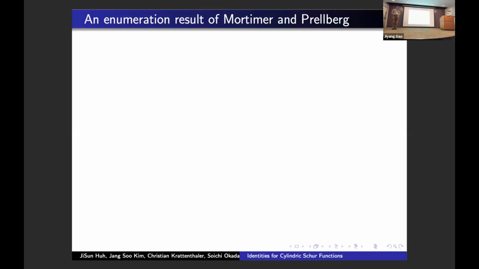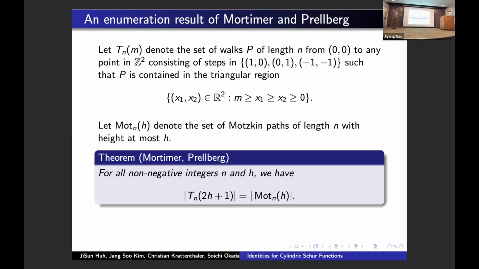this is what will become important in my talk, which is joint work with Ji-Sung Ho, Shang-Soo Kim, and Soichiro Okada, who is sitting here in the second row. So the starting point of all this is an enumeration result by Mortimer and Prellberg, which somehow looked very isolated. I will not explain it. Essentially, what it says is that a certain number of arcs in a triangle is the same as the number of Motzkin paths which are constrained to a strip.